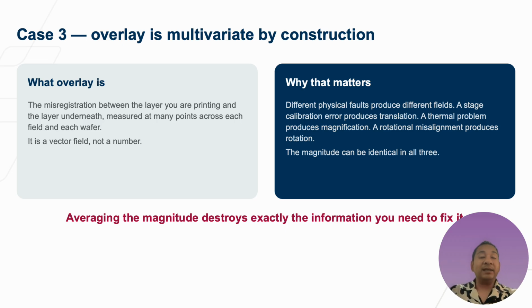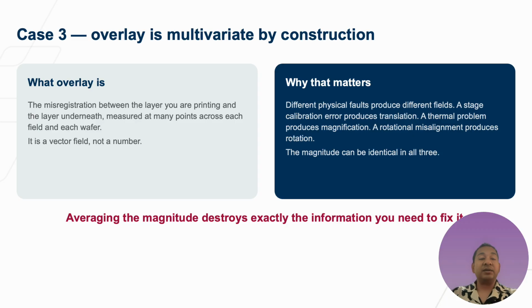Case 3, overlay, and this is the one that is multivariate by construction. Overlay is the misregistration between the layer you are printing and the layer underneath. It is measured at many points across each field and each wafer, and it has an X and Y component at every point. It is a vector field, not a number. And different physical faults produce different fields.